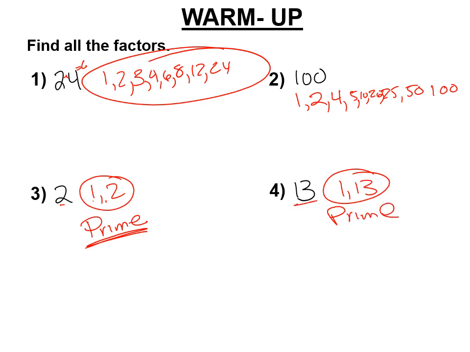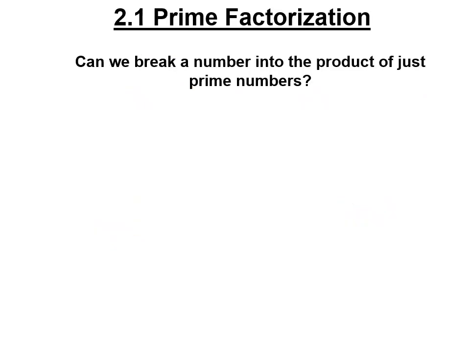Now, some people think only odd numbers can be prime, but there is one even number, the number 2, that is prime. All the other even numbers have 1 and itself plus 2 times something. So we're going to do prime factorization, and this is the wrong number. It should be 24 there.